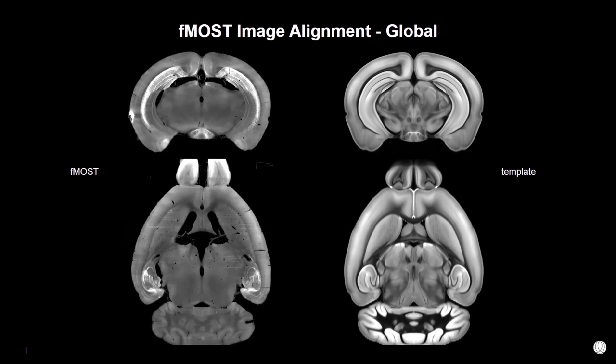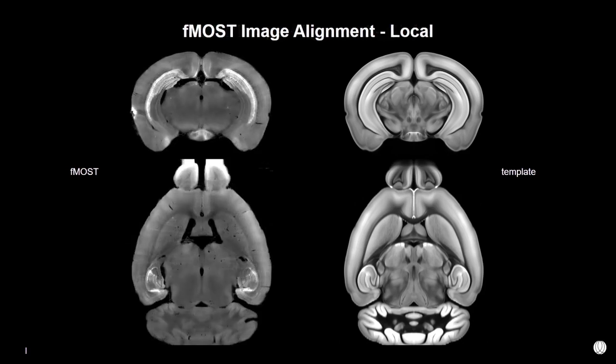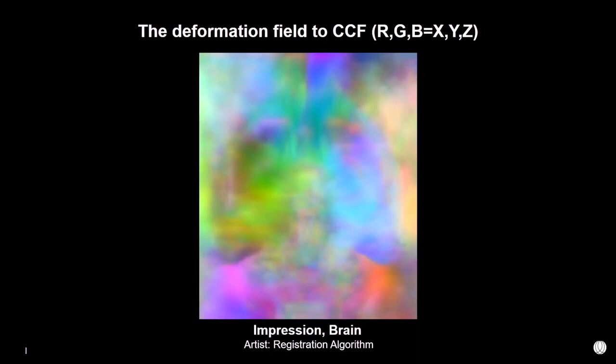And the following step is called local alignment. That means in this step, we can warp each part of the brain individually. After this step, as you can see, we have a much better alignment between the subject and the template. Other than this image, we have another product from this registration, this beautiful painting. This is actually the deformation field. By using this deformation field, we can now map each of the neurons into the CCF space.